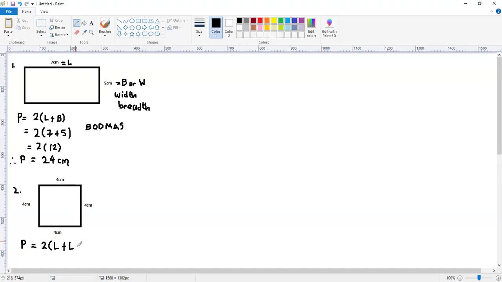But we said a square is actually a rectangle that has all its sides equal. So that means it's equal to 2 times length plus length, which is the same thing as 2 times, now remember, in algebra, we have an imaginary one in front of the L there, and another imaginary one in front of this other L. So that one plus that one will give us 2L. Do you agree?